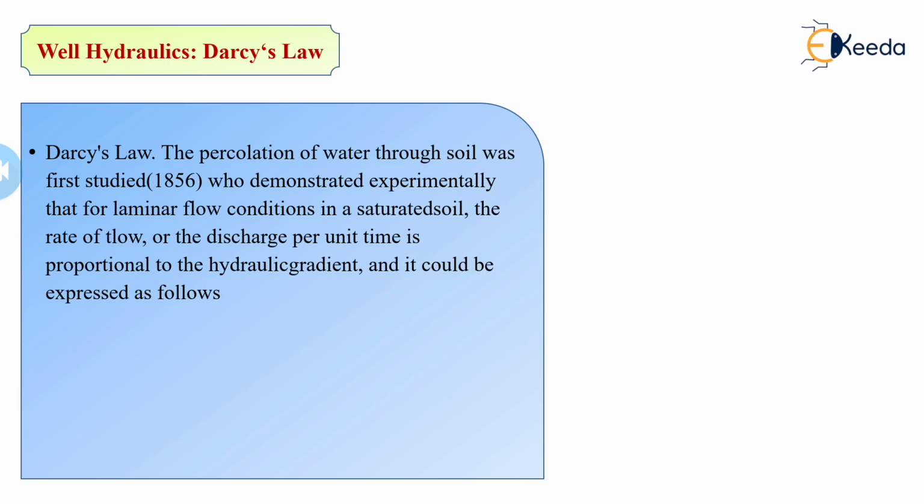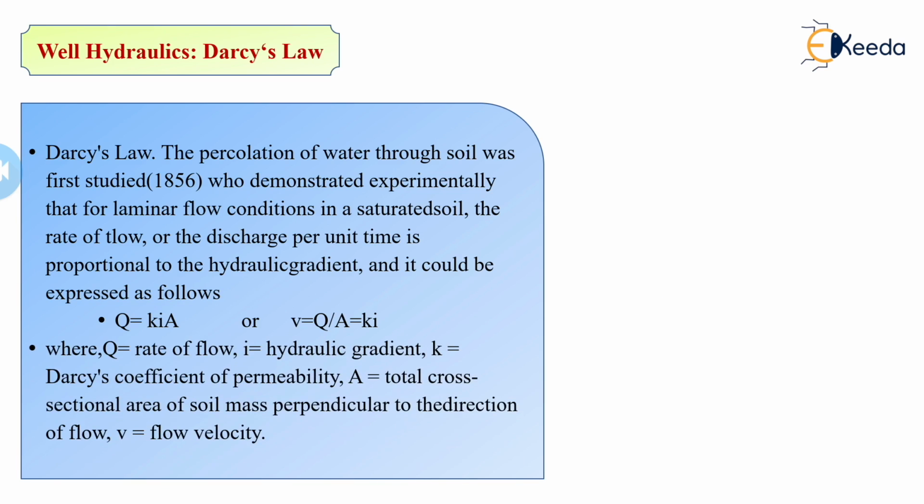So he gives us one expression: when there is laminar flow in saturated soil, the rate of flow, the discharge per unit time, is proportional to the hydraulic gradient. The equation is discharge Q equals K into I into A, where I is the hydraulic gradient, K is the coefficient of permeability, and A is the cross-sectional area of the soil perpendicular to the direction of flow.